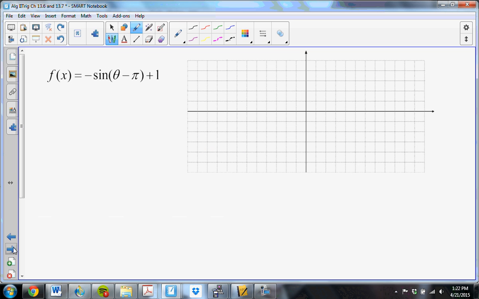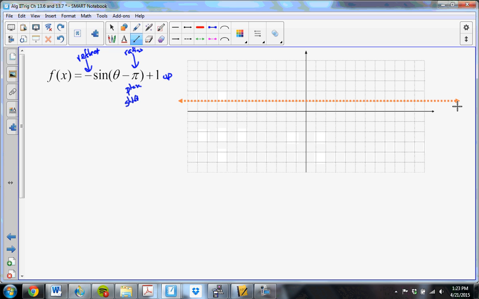Next one, this one was given to us in radians. Since it has a pi in it, this one's in radians. And this has a lot going on. It has a reflection. This negative a value here reflects things. It has a phase shift to the right pi units, and it has a movement up 1. So I'll start by going up 1.